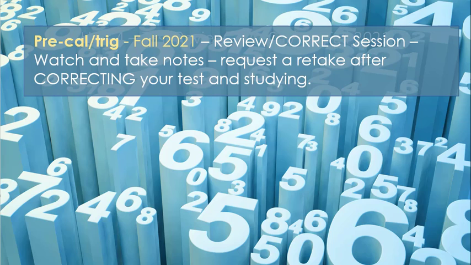If you've already taken the Unit 4 test and used all of your attempts, but would like to improve your grade, you need to go through this review with an example of each type of problem that you'll see on your test. Make corrections, and then let me know that you would like an additional attempt. You should be watching and taking notes, and then requesting a retake after you've corrected your test and studied. Now let's move forward to question number 1.